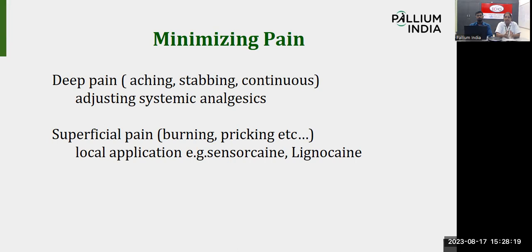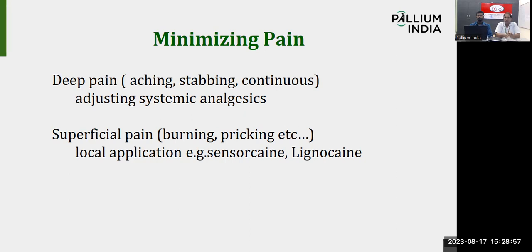For example, if the patient is already taking morphine 10 mg every 4 hourly, right? Like if at 6 p.m. the patient takes 10 mg morphine and the next dose is at 10 p.m., in between if there is any breakthrough pain, we can adjust the use of opioid, right? So we can say that you can take an extra dose of morphine if you are having breakthrough pain. So we can make adjustments of systemic analgesic if there is a deep pain.